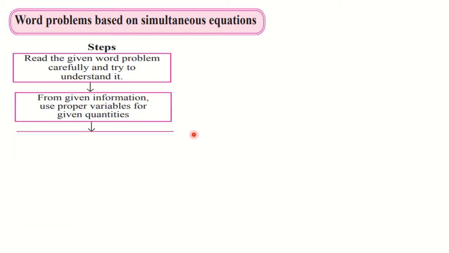We have to take the proper variables for the required quantities. Okay, like if we want to find the ages of 2 persons, then one person's age we will take as x, other person's age we will take as y. So we have to take proper variables for the given quantities. You can take any alphabets, but generally we are taking x and y only.